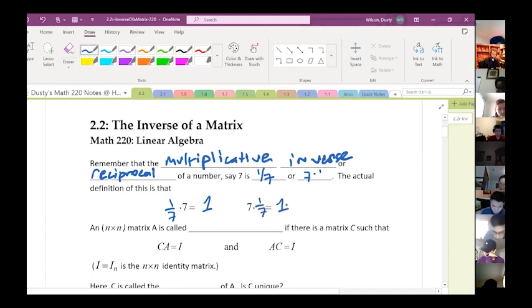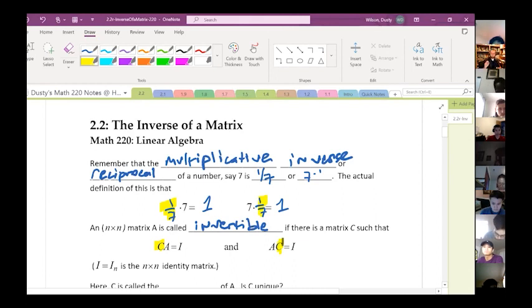The actual definition of this is that 1/7 times 7 is equal to 1, or 7 times 1/7 is again equal to 1. An n by n matrix A is called invertible if there's a matrix C such that CA equals I and AC equals I. Let me make sure you're seeing the connection. Here's this 1/7, it's taking the place of that C, except we're going to be talking about matrices.